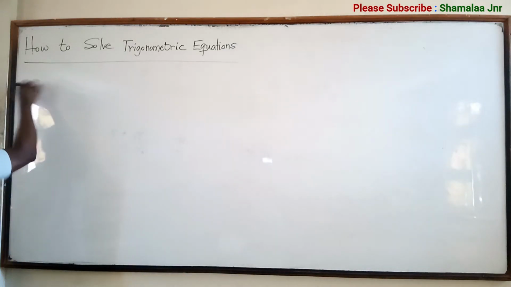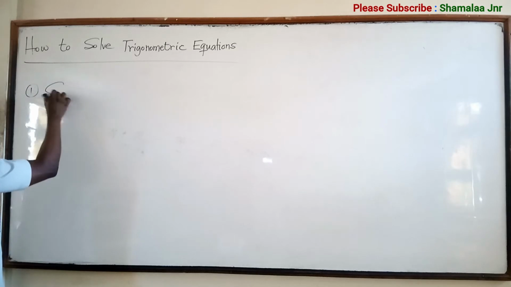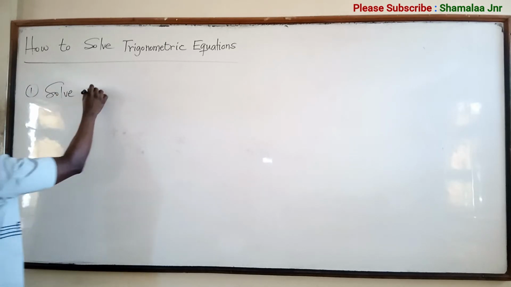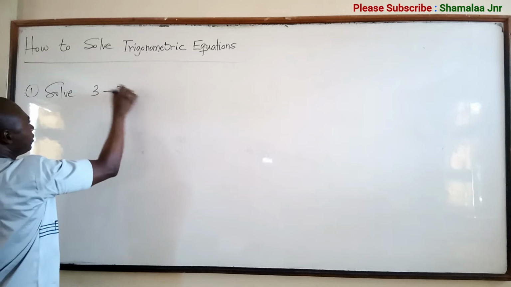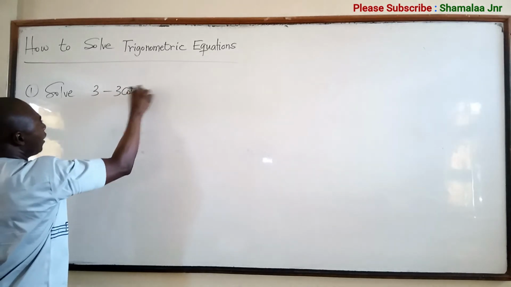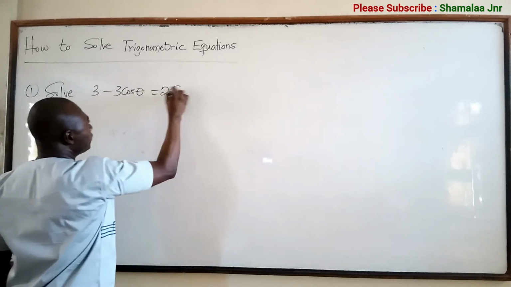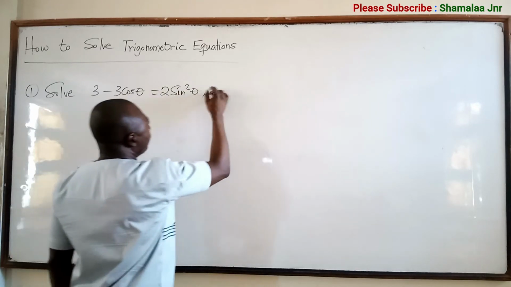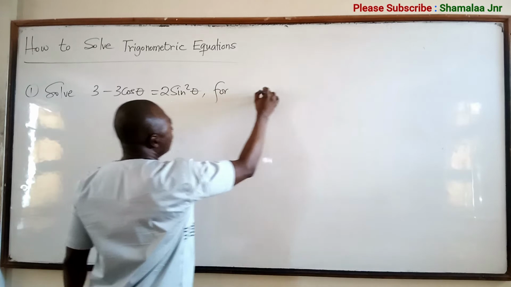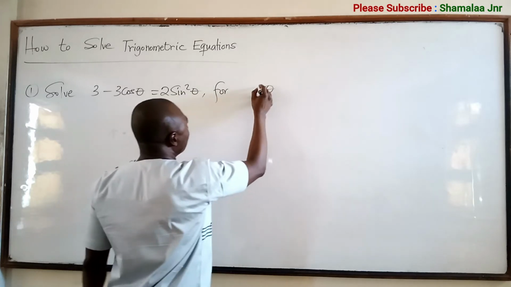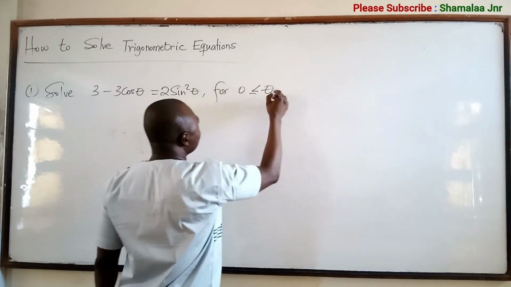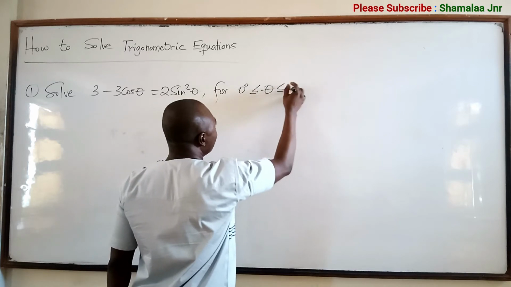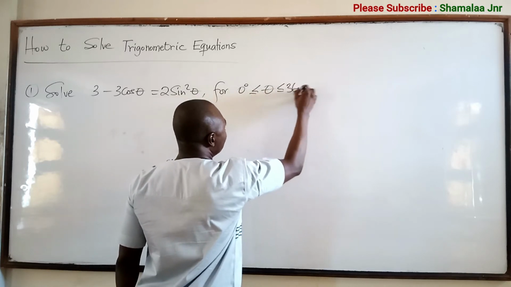Question number 1: solve 3 minus 3 cos theta is equal to 2 sine squared theta, for theta greater than or equal to 0 degrees but less than or equal to 360 degrees.